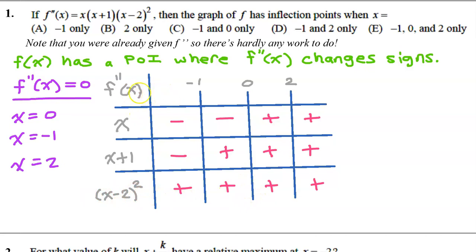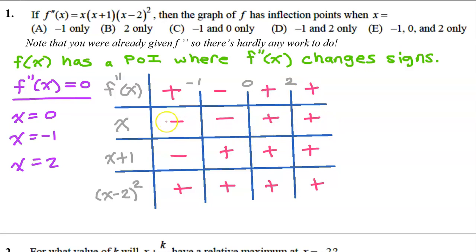Now let's consider the overall sign of f double prime. And I'm really just focusing on the negatives. If I have an even number of negatives, then that's going to be a positive. If I have an odd number of negatives, that's going to be a negative. If I have nothing but positives, that's going to be positive.